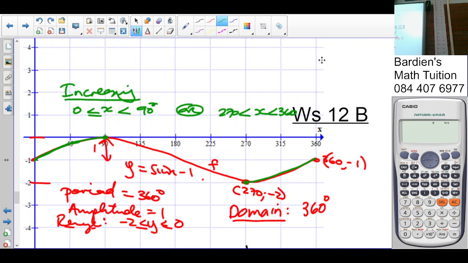Can you see that? Look at 270. Is it increasing or decreasing? None. Why? It's a turning point. Can you see that? At 360, increasing or decreasing? Increasing. Because this graph actually goes on and on. Can you see that? That was a nice question, eh? Next.